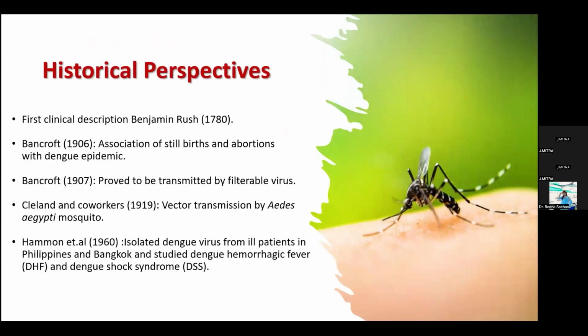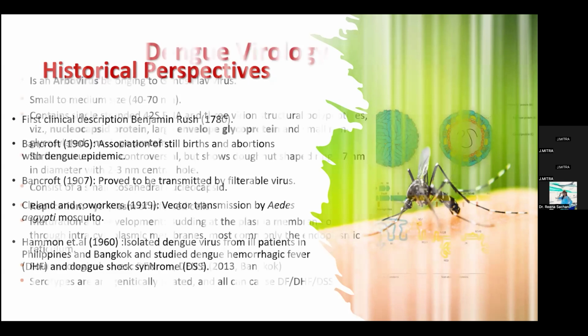Coming to the historical perspective, the first clinical description was given by Benjamin long back in 1780. In 1906, Bancroft associated stillbirths and abortions with the dengue epidemic. He also proved that it is transmitted by filterable viruses. In 1919, Cleland and co-workers showed that the vector responsible for transmission of the disease is the female Aedes aegypti mosquito. Hammond et al. reported that he isolated dengue viruses from ill patients in the Philippines and Bangkok, and he also studied the severe stages of dengue, that is dengue hemorrhagic fever and dengue shock syndrome.